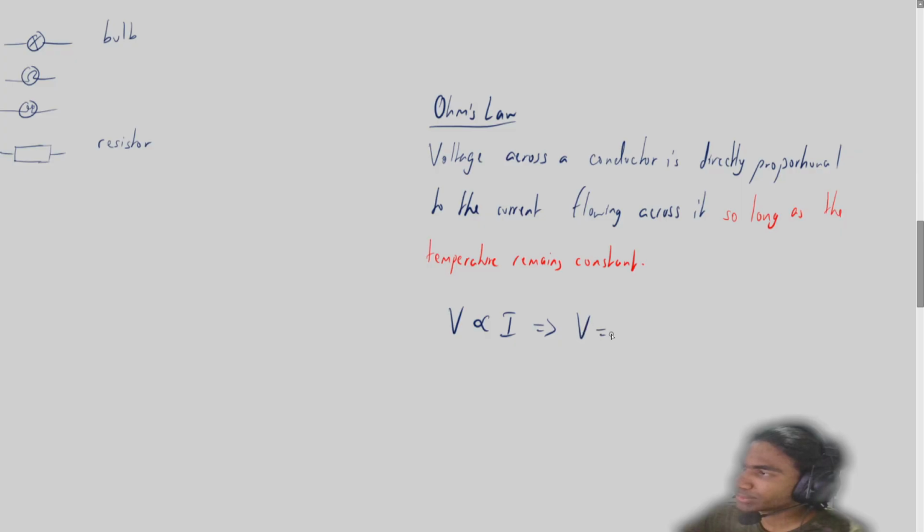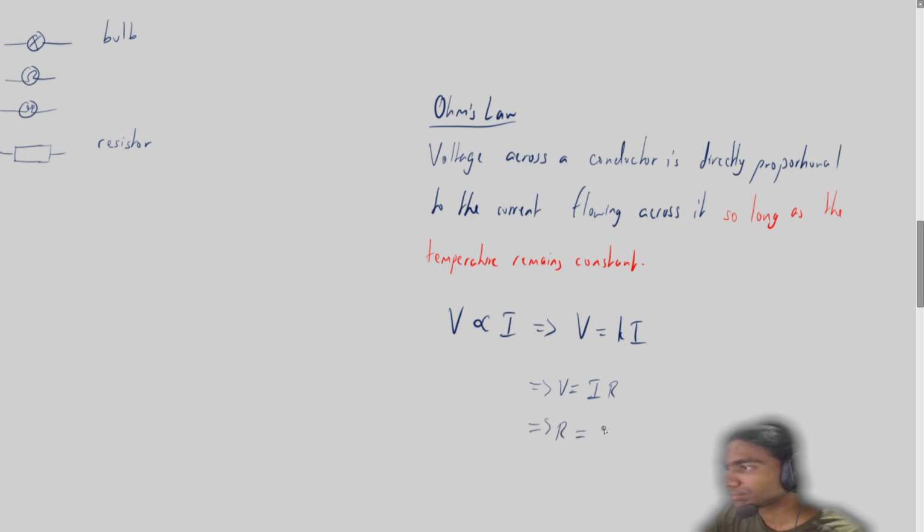And we can write this equation here with a constant, from the fact that these two quantities are directly proportional. We don't write this constant of proportionality as K though, we instead write it as the most common symbol, R. And we define R as the resistance. So R is just defined as the ratio of the voltage to the current.